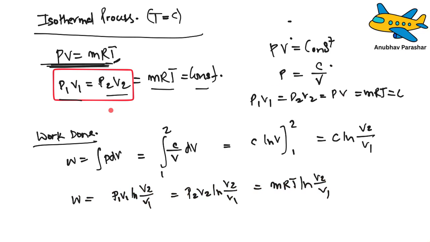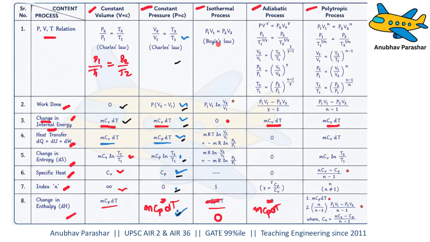Now you can also replace V2 by V1 by P1 by P2. You can always rewrite this equation, right? V2 by V1 is also equal to P1 by P2. So you can also write this equation by changing V2 by V1 into P1 by P2, and you will again have the same answer. So let us go back. I have only written one, right? P1 V1 ln V2 by V1. So I marked it as star. So you now know that you can write it in many different forms.